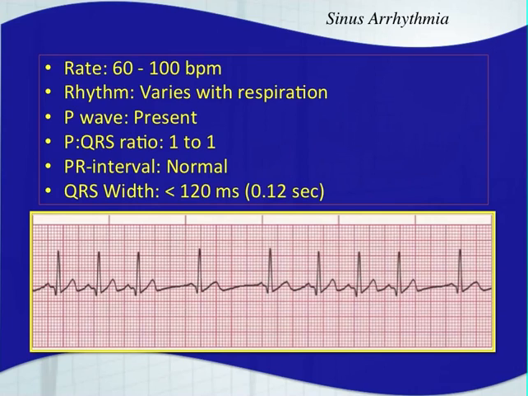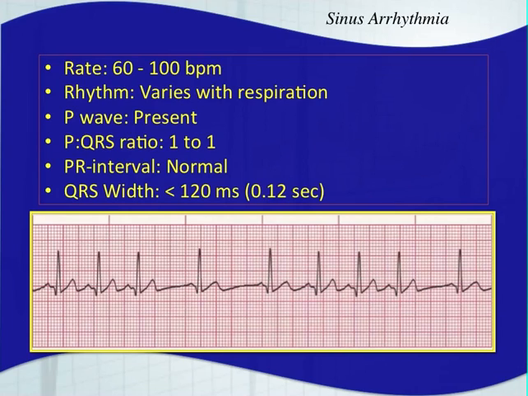This one, the rate is 1, 2, 3, 4, 5, 6, 7, 8, 9. It's right at 90 beats per minute because this is a 6-second strip. The rhythm varies with respiration. As the patient breathes, you have a variation in the actual rhythm, the regularity of it.